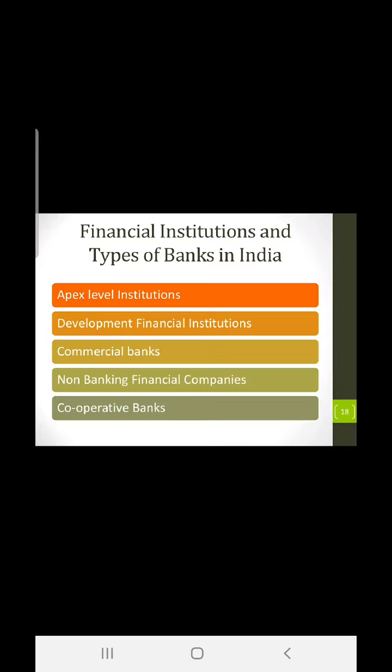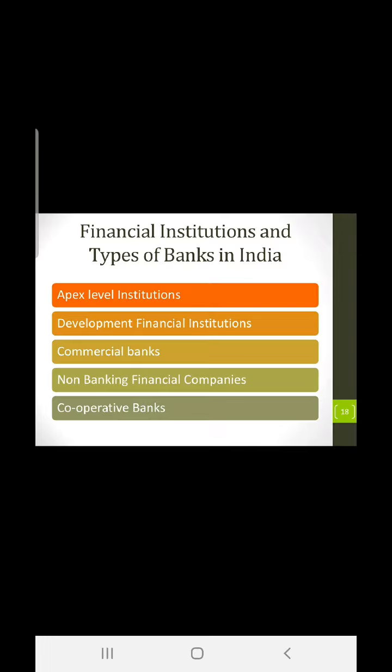Okay, in this chapter we have to study which financial institutes are working under the Indian economy. The banking sector is there, and as you know, there are various types of banks. The first is the apex level institute, the apex bank. In the 12th standard you studied that the Reserve Bank of India is the central bank of the economy. The second is the development financial institute, which is engaged in providing industrial credit and long term finance only for industrial development.